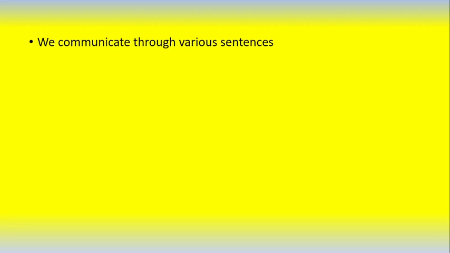So we all communicate through various sentences. Without sentences, we cannot communicate. One word cannot become a sentence. A word will not communicate by itself. We have to make a sentence and then communicate, and this sentence has to make sense. So all these sentences have some structures. There is a simple sentence, a compound sentence, a complex sentence, etc.